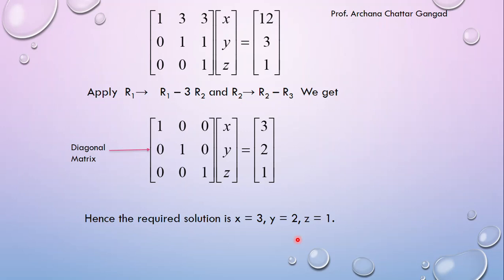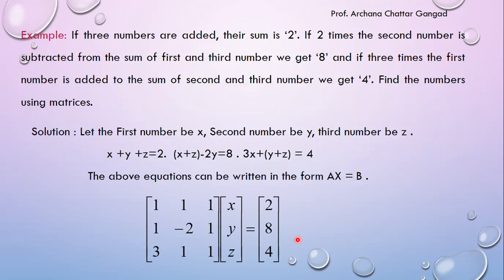So this was the second example. Now let's take the word problem. Read it carefully. Third problem: if three numbers are added, their sum is 2. Okay, three numbers are there but we don't know what those numbers are. So let us suppose the numbers are x, y and z.